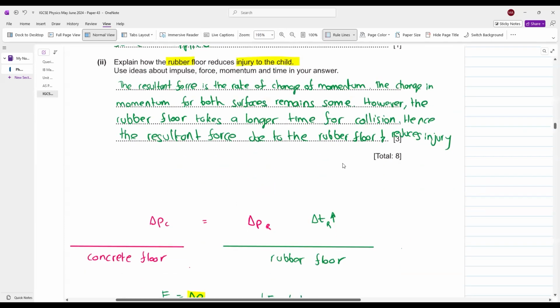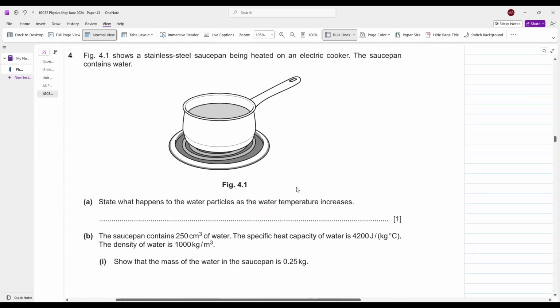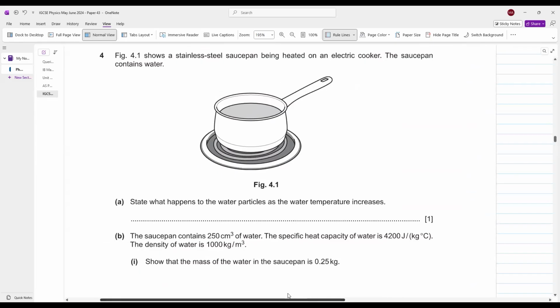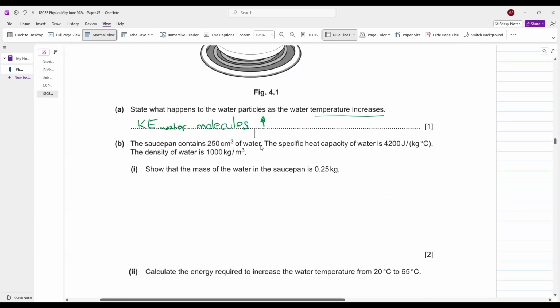चलो जी आगे बढ़ते हैं. Figure 4.1 shows a stainless steel saucepan being heated on an electric cooker. The saucepan contains water. State what happens to the water molecules as the temperature increases. Temperature increase होगा तो क्या होगा? Kinetic energy of molecules increases. Kinetic energy of water molecules क्या करेगी? Increase कर जाएगी सब.